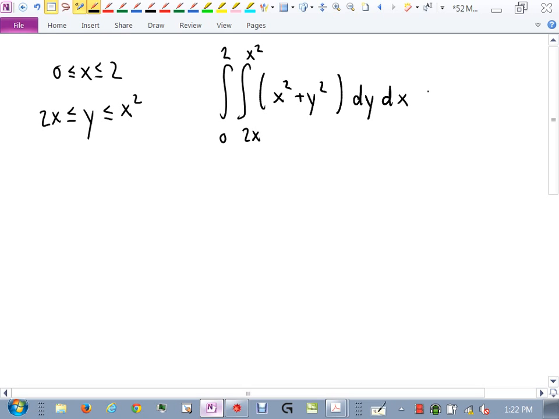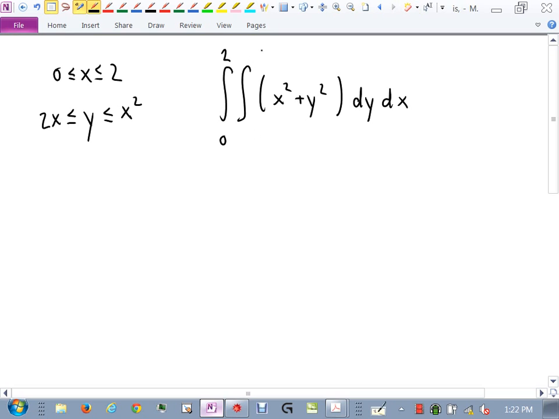Oh yeah, I wrote it backwards, so I apologize. Thank you. x squared to 2x. I wrote it wrong here too. x squared was on the bottom. Please make sure you see that. x squared's on the bottom, 2x is on top. x squared's down here, 2x is up there.